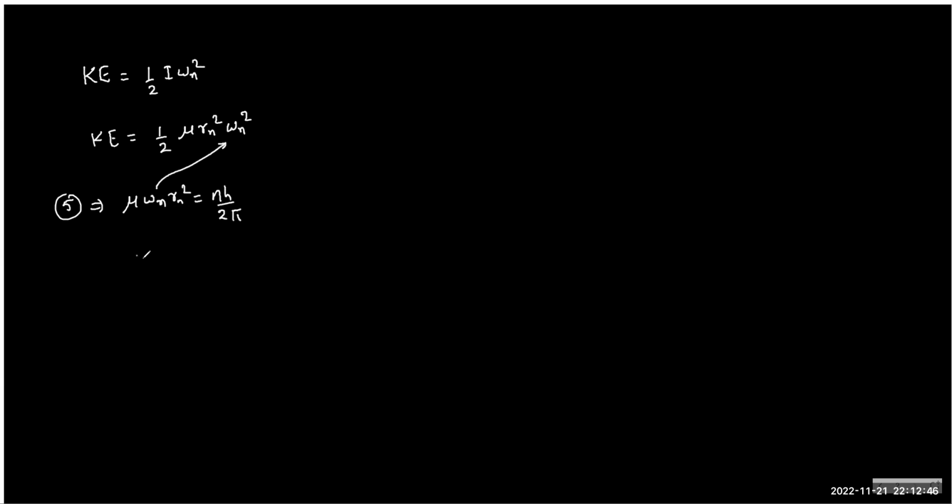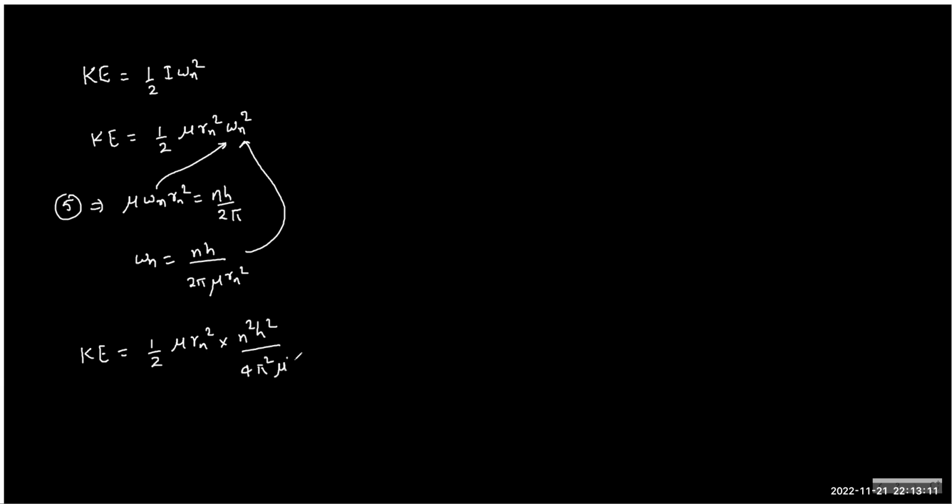So we can replace omega n from here. Omega n is how much? nh by 2 pi mu Rn square. And if you substitute here, the K becomes how much? Half, and it is n square h square upon 4 pi square mu square Rn power 4, right? Yes.